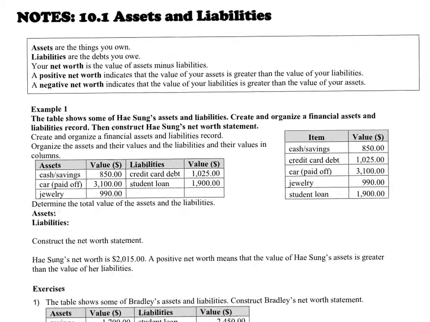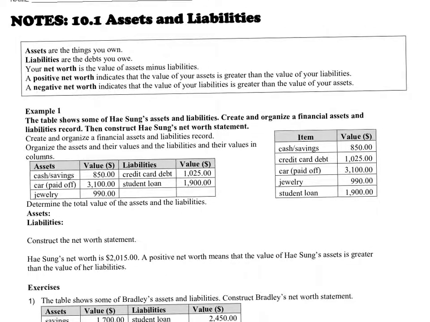Liabilities are debts that you owe. So now, my house is an asset, but I do owe a debt on it because I have a mortgage. So a mortgage is a liability. A car payment is a liability. Any credit card debt that you have, that's a liability. Anything that you owe to somebody or that you borrowed is a liability, okay?